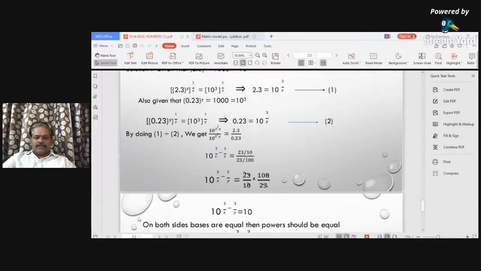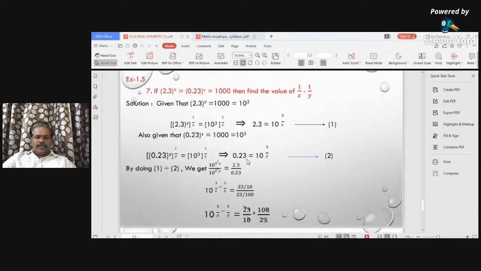Next. In exercise 1.5, we have one more problem. If 2.3 whole power x is equal to 0.23 whole power y, which is 1000, then find the value of 1 by x minus 1 by y.